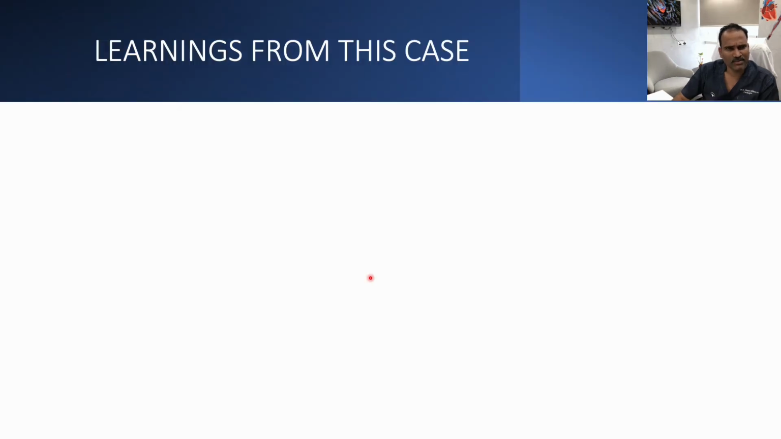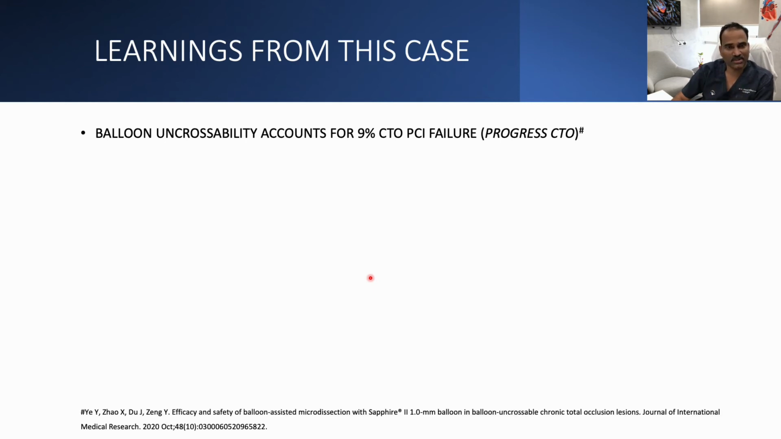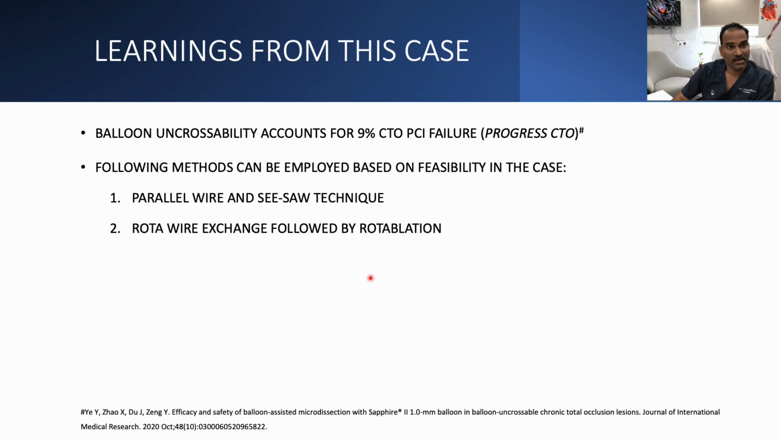So, learnings from this case: balloon uncrossability accounts for 9% of CTO-PCI failures as per the Progress CTO registry. The following methods can be employed based on feasibility in the case: either parallel wire and using a seesaw technique with two 1 mm balloons, rota wire exchange followed by rotablation, or subintimal block crush, or retrograde technique.